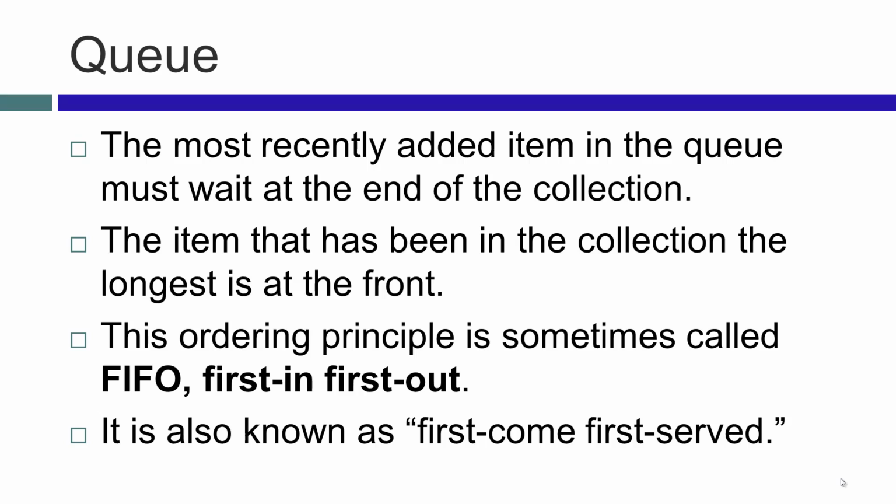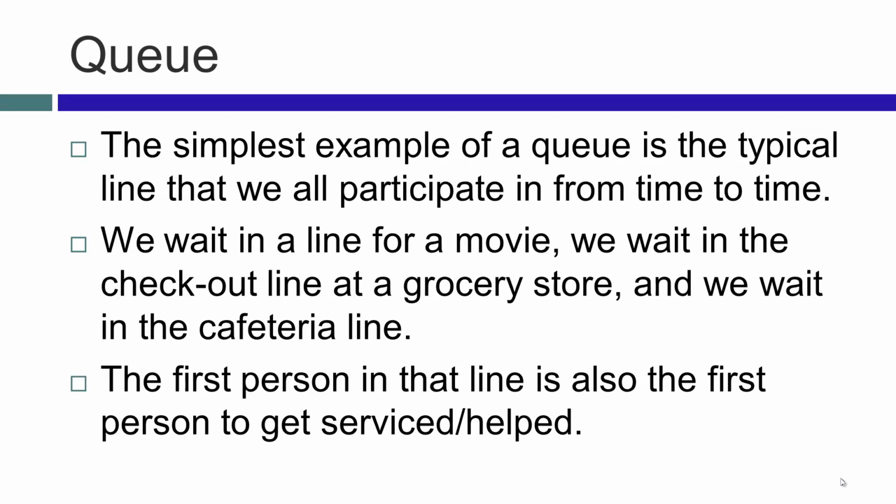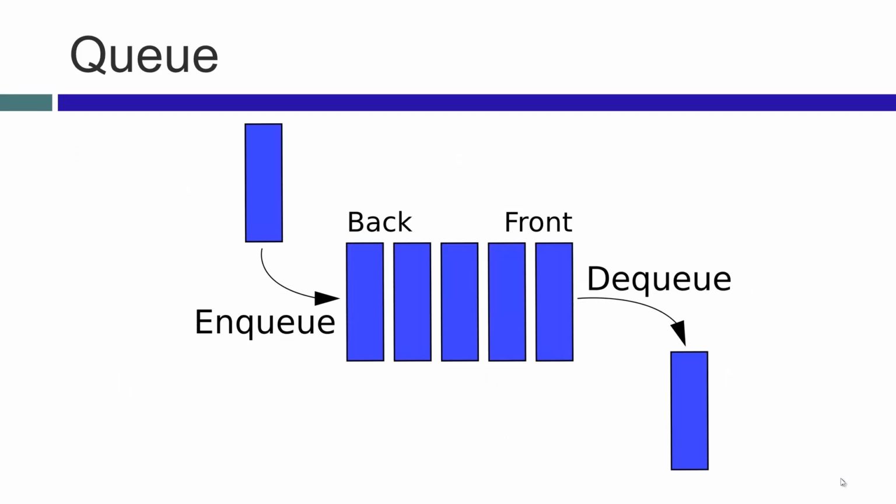This ordering principle is sometimes called first in, first out, or FIFO, depending on how you want to pronounce it. It's also known sometimes as first come, first served. The simplest example of a queue is the typical line that we all participate in from time to time. We can wait in line for a movie or a checkout line at a grocery store or a cafeteria. The first person in that line is also the first person to get serviced or helped. So that's the parallel and why the naming scheme is queue in this case. First in is first out.